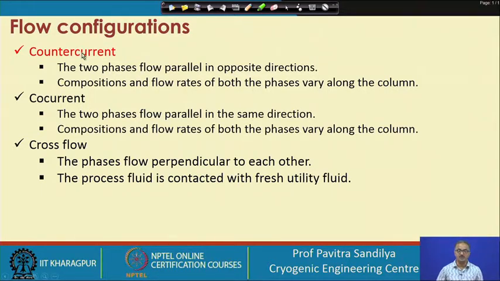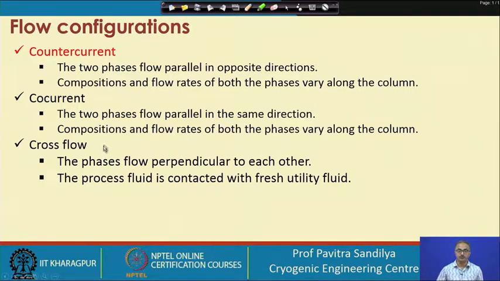So in the counter current, we find the two phases flow parallel to each other but in opposite directions, and compositions and flow rates of both the phases vary along the column. In case of co-current, the two phases again flow parallel to each other but in the same direction, unlike the counter current processes. And in this case, like the counter current process, the compositions and the flow rates of both the phases vary along the column.